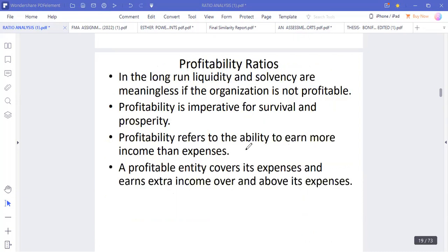All right, so now we go to the profitability ratios. Profitability ratios look at the firm's ability to remain profitable. We said profitability is a part of survival and prosperity. So whenever we're dealing with profitability ratios, we're in fact looking at the firm's ability to earn more income over expenses. A profitable entity will usually cover its expenses. So we want to ensure that this company is making more sales than its expenses.